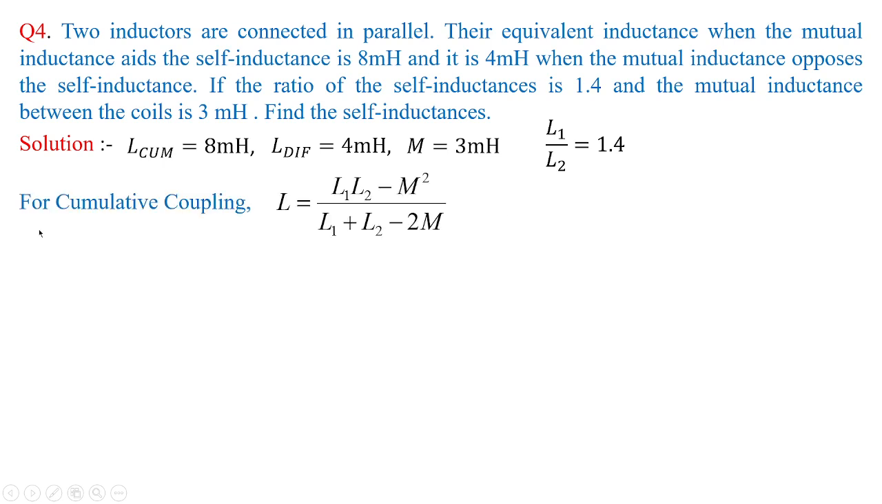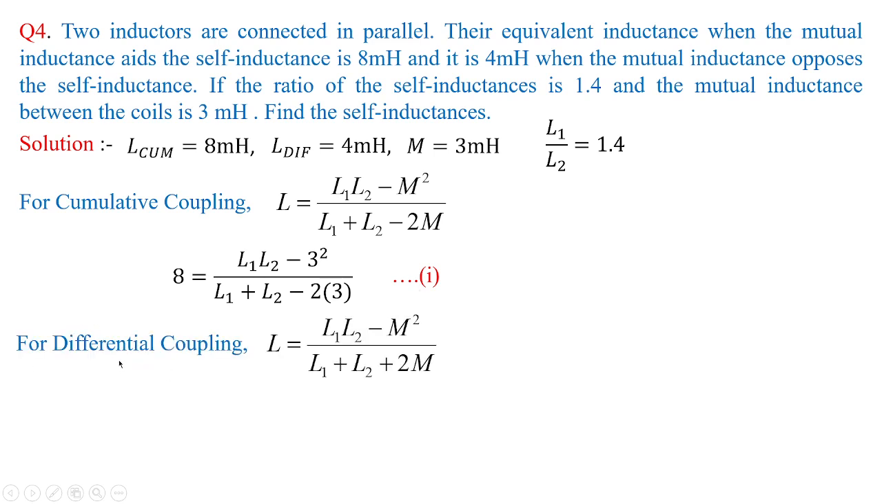So if we take the L1 to L2 ratio as 1.4, let us see what answer we get. We know that for cumulative coupling, this is the standard formula, and the cumulative inductance value is given as 8 millihenries. So I'll substitute here 8 equal to (L1 L2 minus 3 square) divided by (L1 plus L2 minus 2 times 3). This we are framing as equation 1.